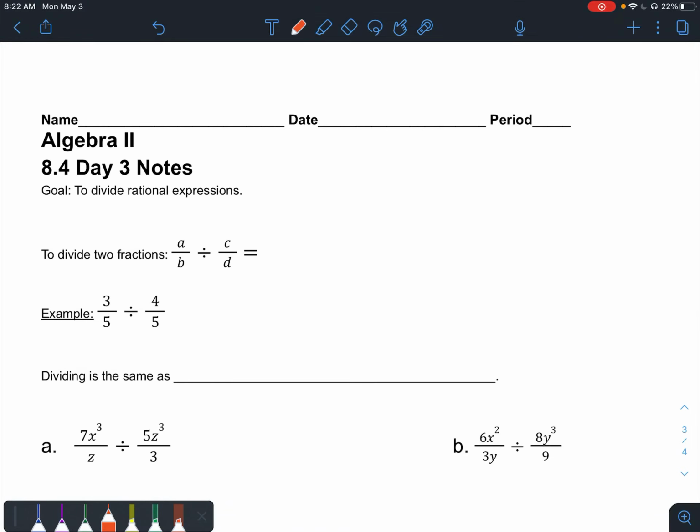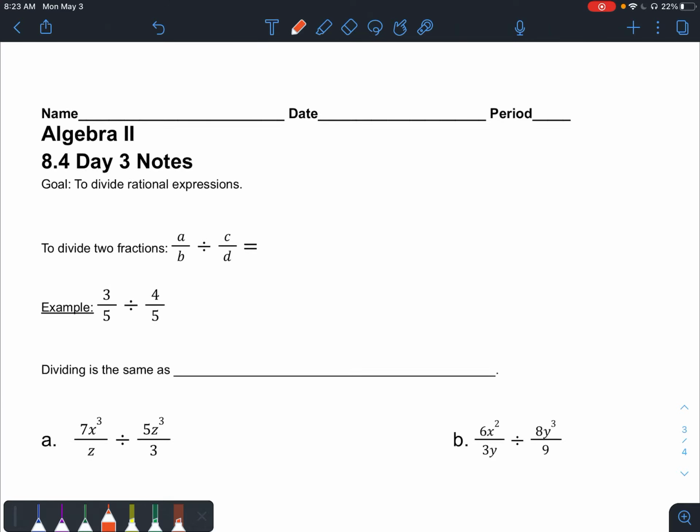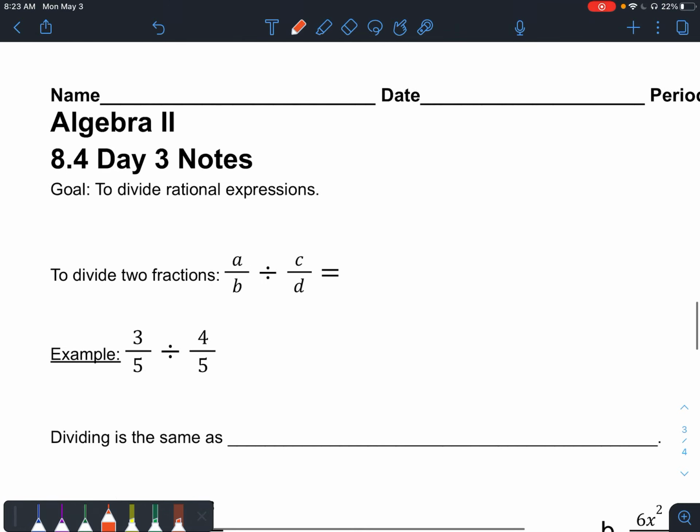Hey y'all, it's me, Miss B, and today we are dividing rational expressions. Now, it is very similar to multiplying rational expressions, so if you missed that lesson, you might want to go back and watch that first.